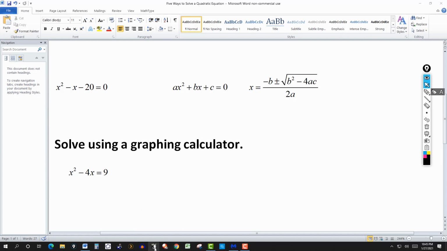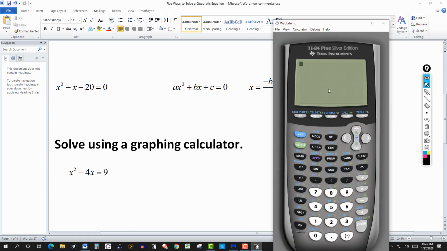Guess we're going to do it using a graphical method. So there's the calculator, TI-84, silver edition. So we get the graphing screen, and I've already entered the expression, x squared minus 4x minus 9. There it is. We're going to graph this, hit the graph key here.